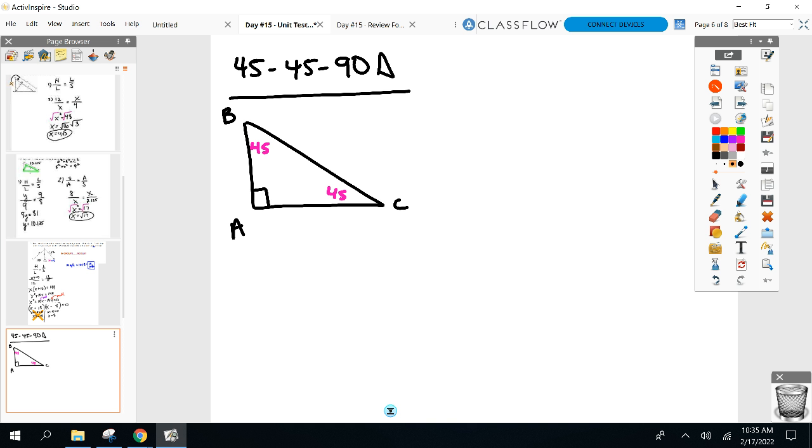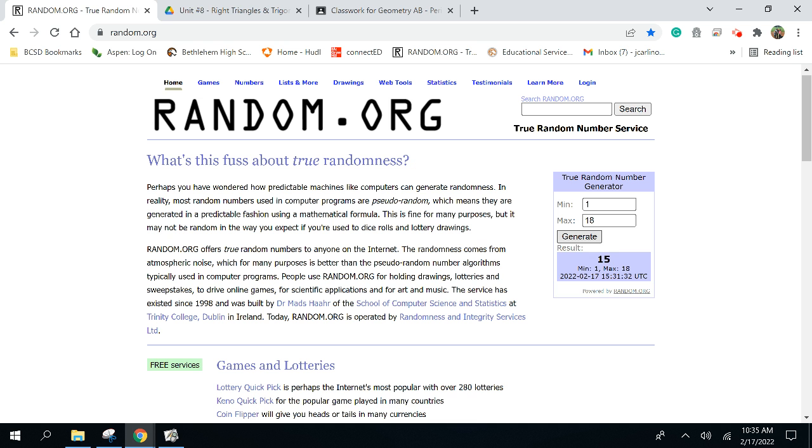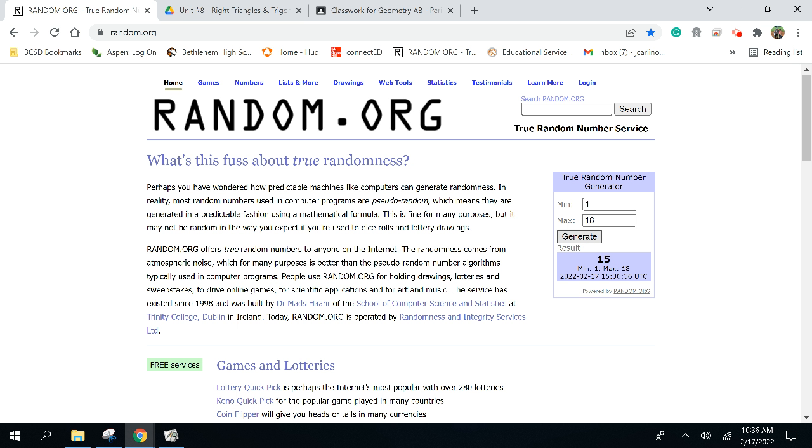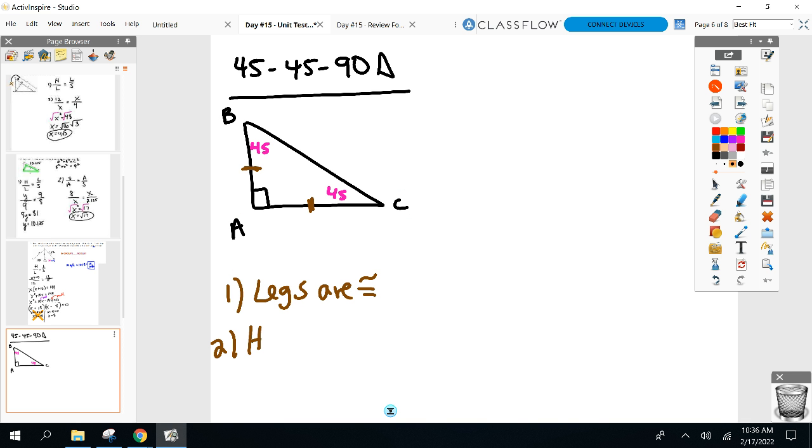In a 45-45-90 triangle, what do we know about the legs? 12, what do we know about the legs? Legs are congruent. That's the two sides across from the 45s are congruent. How do you find the hypotenuse if I know a leg then? 15, how do I find the hypotenuse? There you go. Leg times square root of 2. Not 2, square root of 2. And that's it.